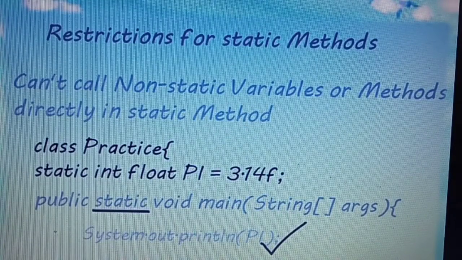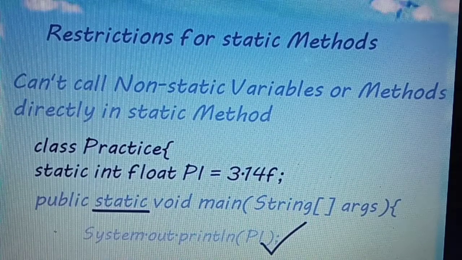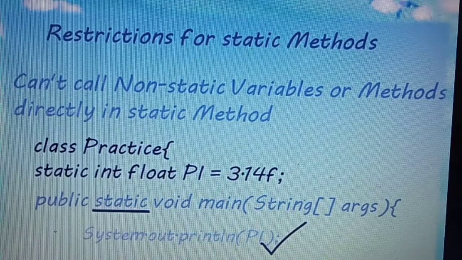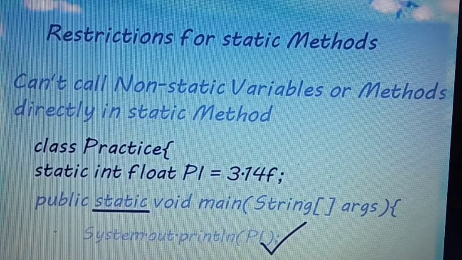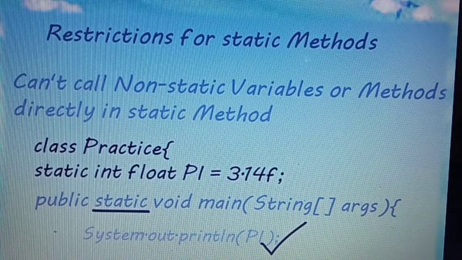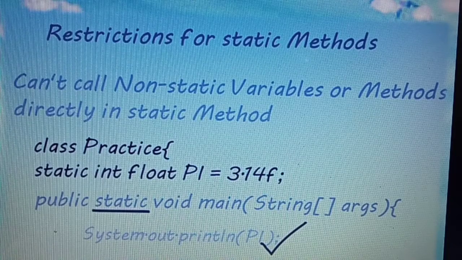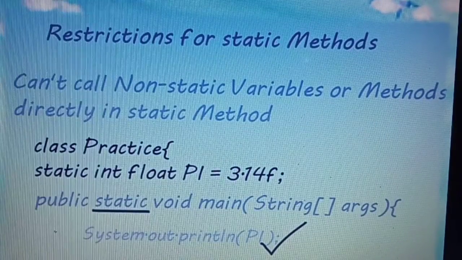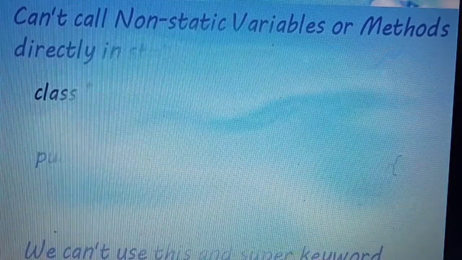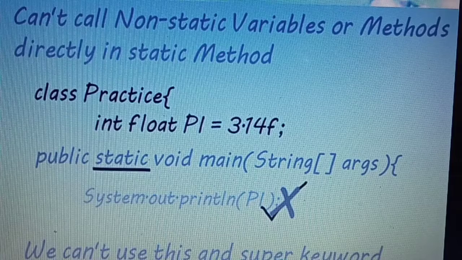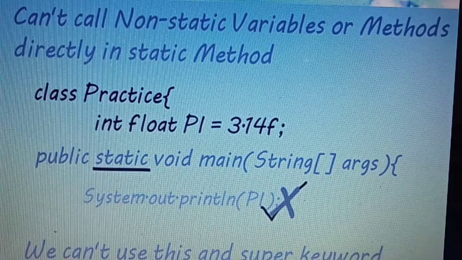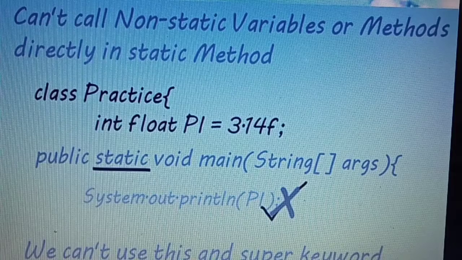Restriction of static method. You cannot call a non-static variable or method directly in a static method. For example, in our class Practice, you can't call a non-static variable or method in our main method. If the float pi is static, then you can call it inside the main method. If we remove the static keyword, then you can call the non-static variable in our static method. There is another restriction: we cannot use the this and super keywords.